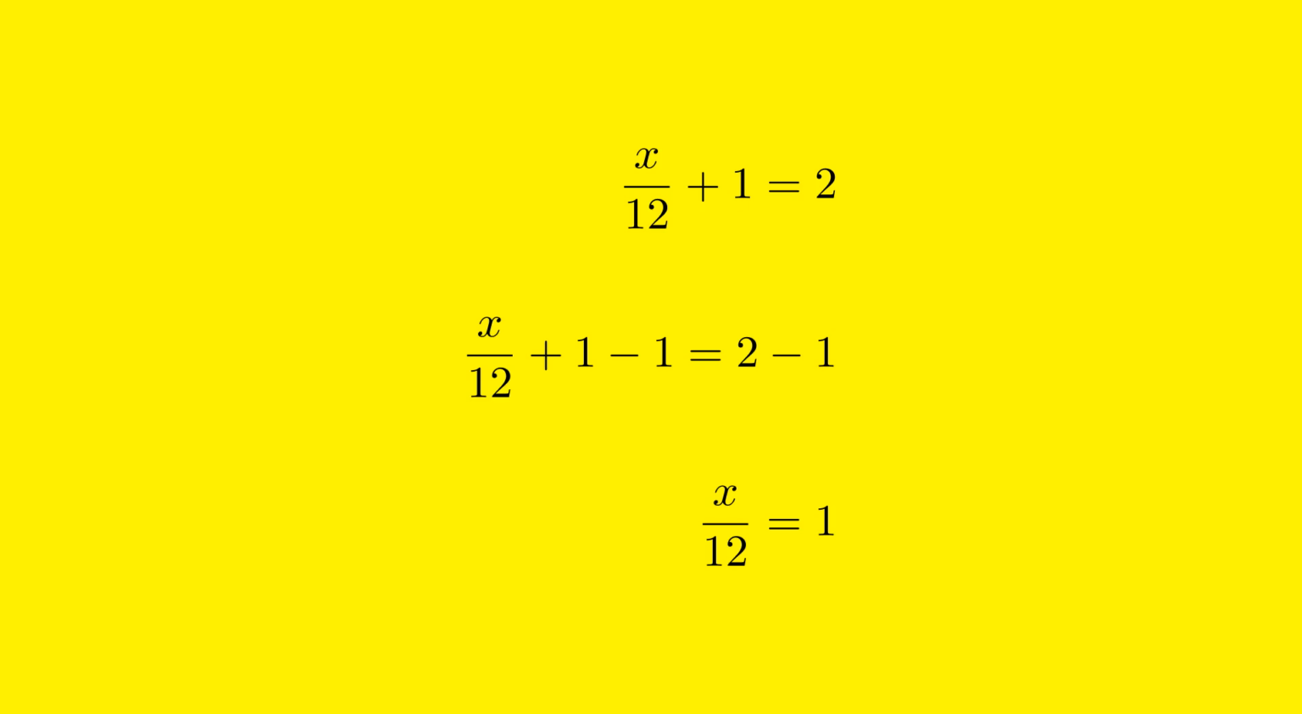In summary, by subtracting 1 from both sides, we've removed the constant term on the left and simplified the equation to focus more on isolating x.